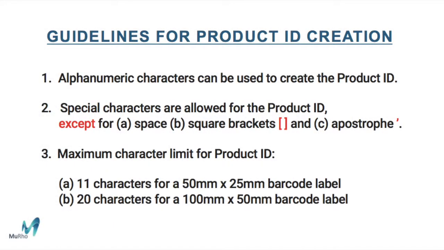Alphanumeric characters can be used to create the product ID. Special characters are allowed for the product ID except for space, square brackets, and the apostrophe. The maximum character limit for product ID is 11 characters for a 50mm by 25mm barcode label and 20 characters for a 100mm by 50mm barcode label. Now that we've gone through the guidelines, let's get started.